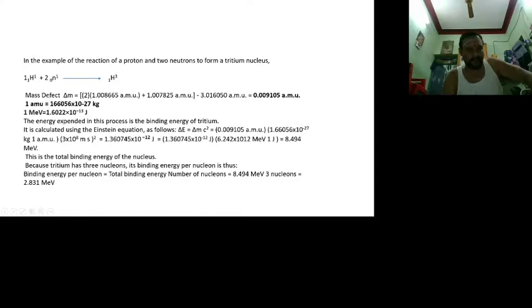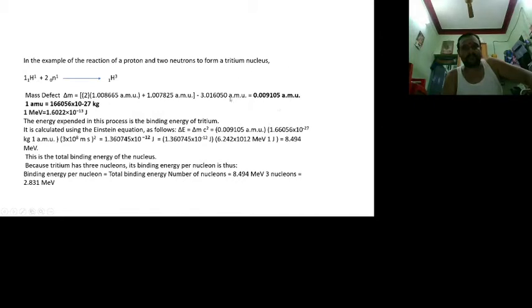See here, this is the mass defect. This is called a tritium nucleus. You know that tritium has mass number 3, atomic number 1, with 1 proton and 2 neutrons. The sum of these gives the mass of the tritium nucleus. The mass of the tritium nucleus should be subtracted from the mass of the proton and neutrons.